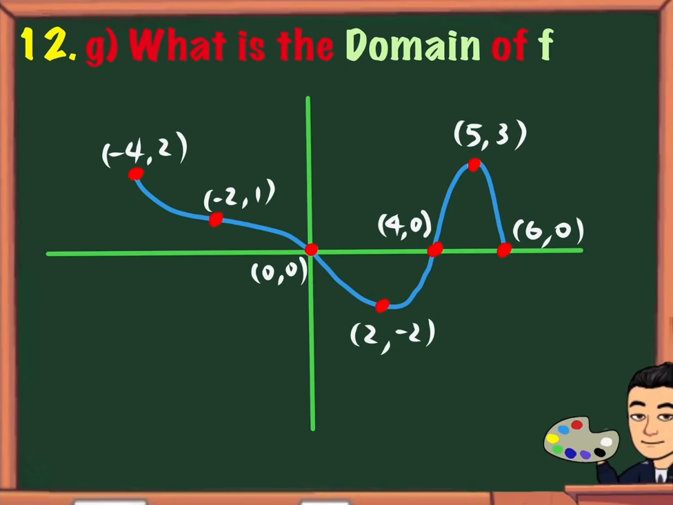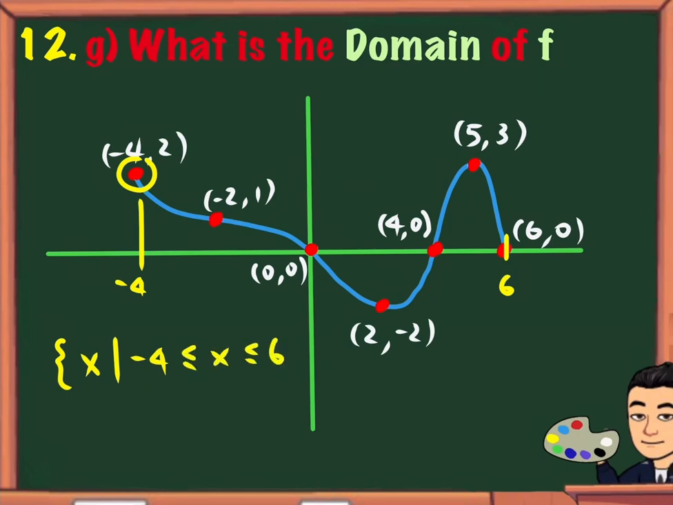For letter G, we're going to define the domain of the function. So it starts from this point, this is negative 4, and then at this point where this is positive 6. So we're going to write it like this. Domain is negative 4 less than or equal to x less than or equal to 6.